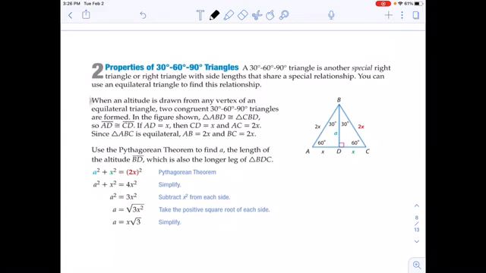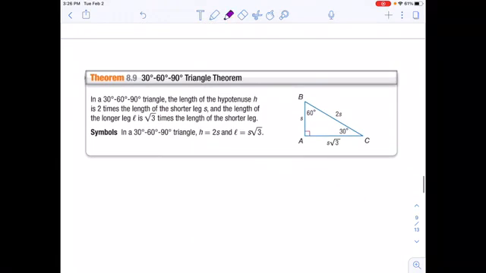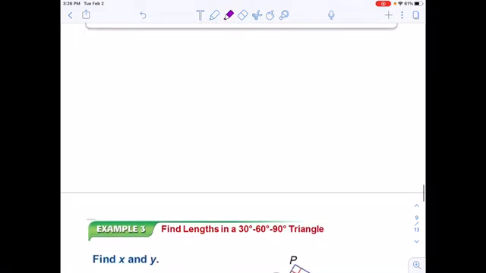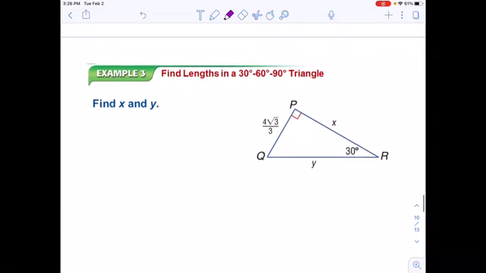Okay, and then we also, on the first page we looked at, talked about properties of 30, 60, 90 triangles. So if you want to pause and read through this, go for it. Otherwise, there are formulas here for finding the hypotenuse, long leg, and short leg. Like I said though, I do prefer just using my special right triangles and solving with proportions.